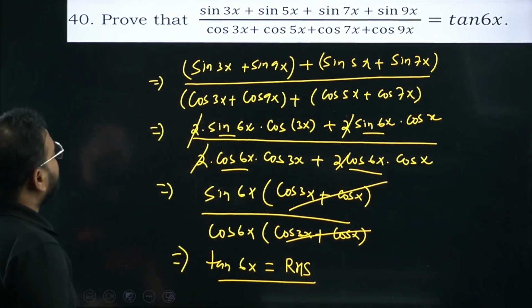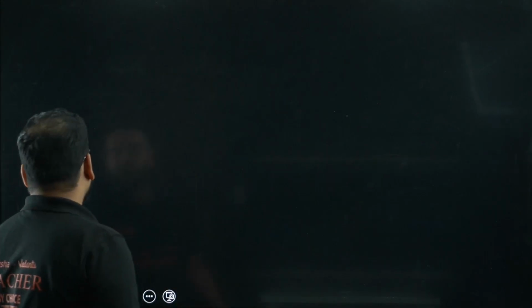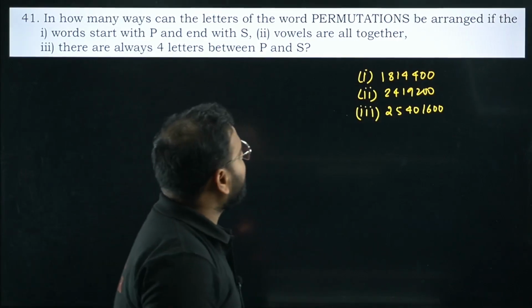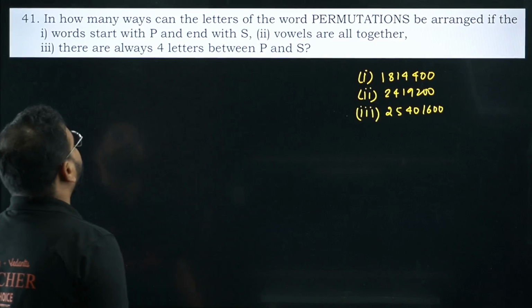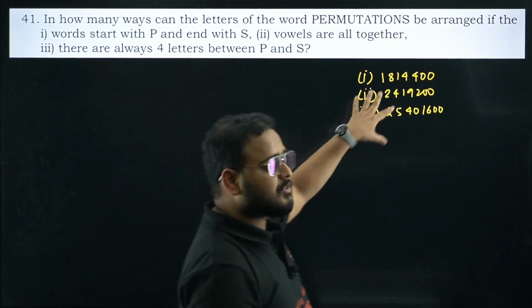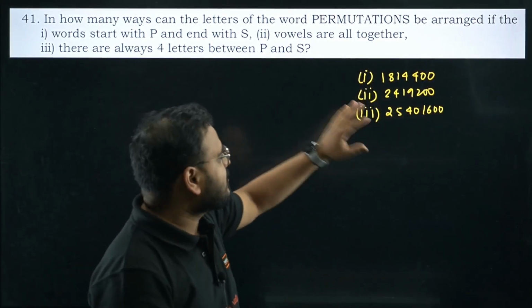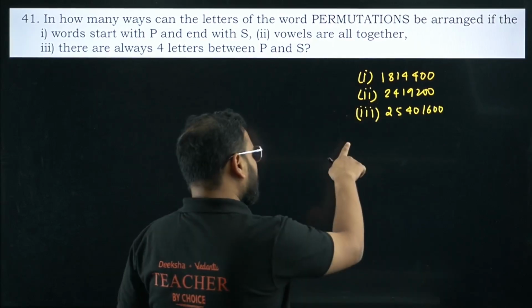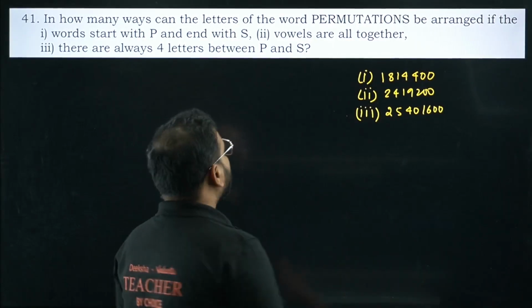So let's move on to question number 41. What are they asking in 41? In how many ways can the letters of the word PERMUTATIONS be arranged if words start with P and end with S? I have given you the answers already over here. Some calculation is there, so I didn't want to take time in that. Let's quickly solve it. I'll show you how we get this answer, but don't worry about it.